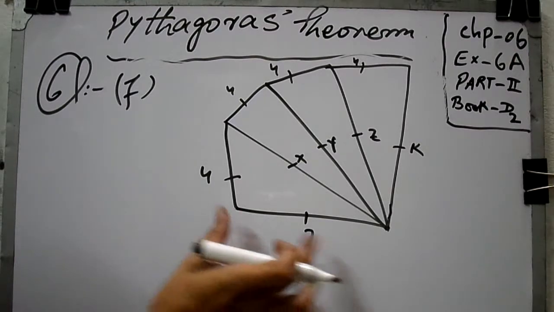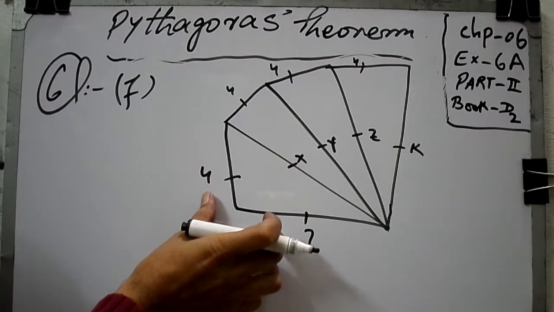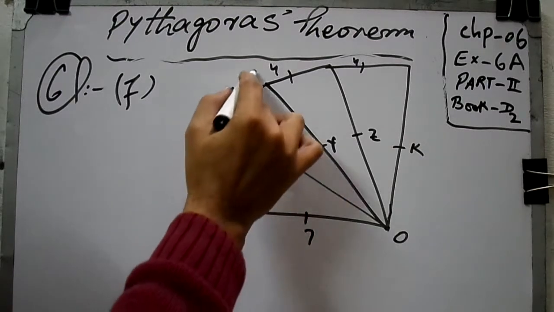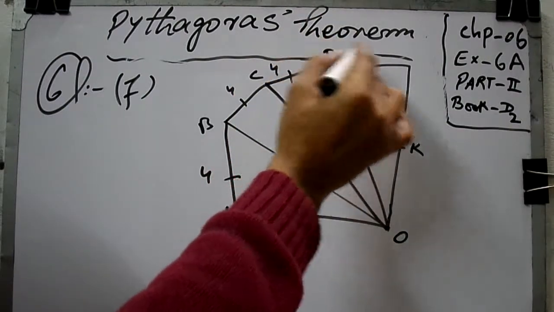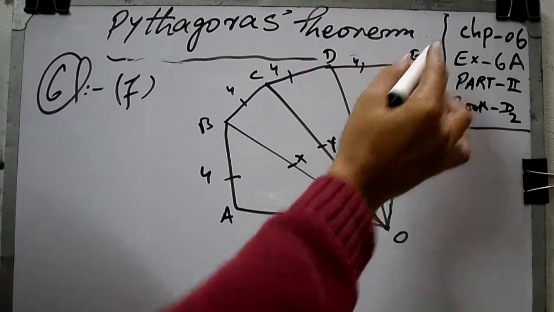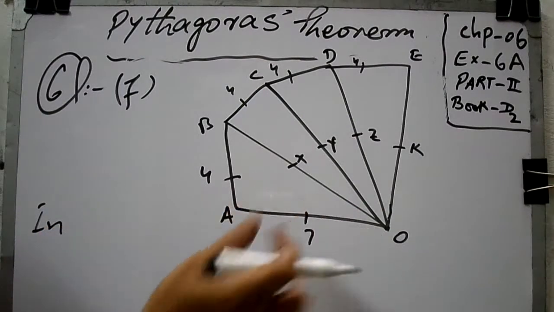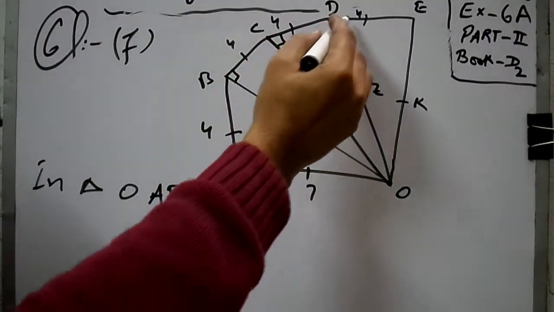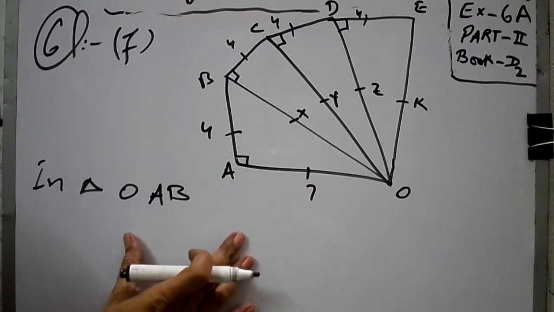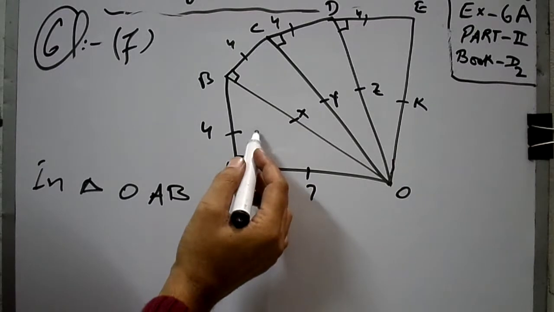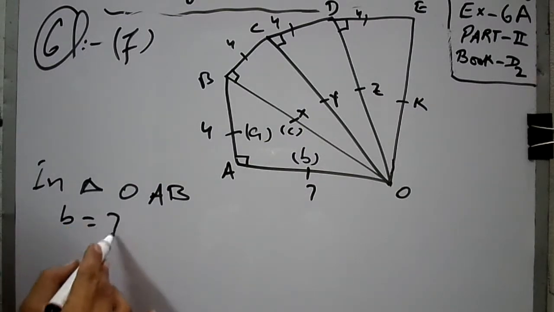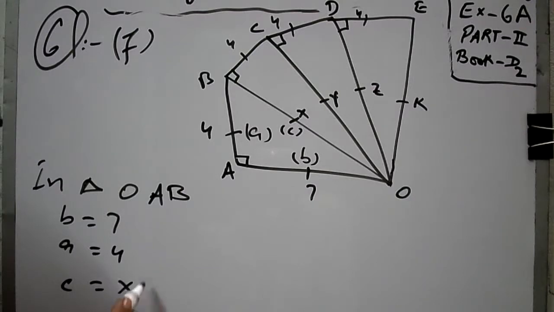Now again, the known two sides you should take, and first of all give the names. For example, that is O, A, B, C, D, then that is your E. So first you take this triangle, that is triangle OAB. Here in this triangle you can see that is your 90 degree angle. So when you take this triangle, here that is your altitude A, that is your base B, and that is your hypotenuse C. So the value of B is 7, A is 4, and C, that is X, we have to find.